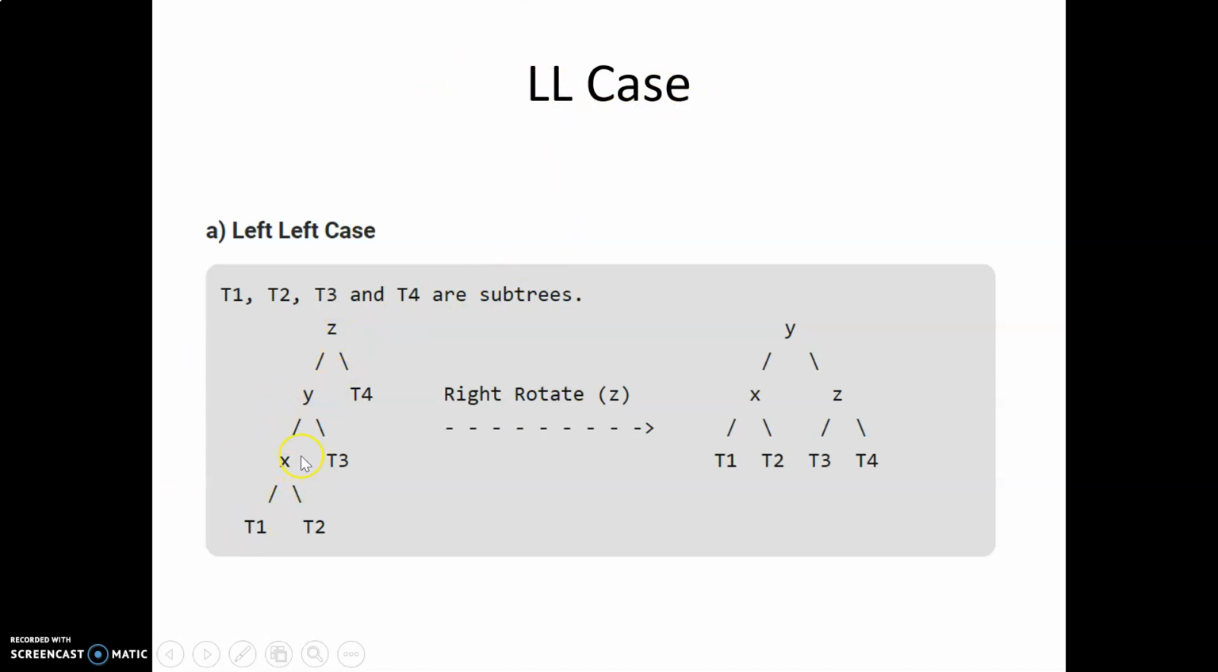For example, the newly inserted node is X. It is inserted towards the left side, and the parent is also towards the left, so the insertion is towards the left of the left subtree. So it will be an LL rotation. In LL rotation, we have to rotate the tree right. For example, this will come down. So this will be my rotation: X here, Y here, Z here.